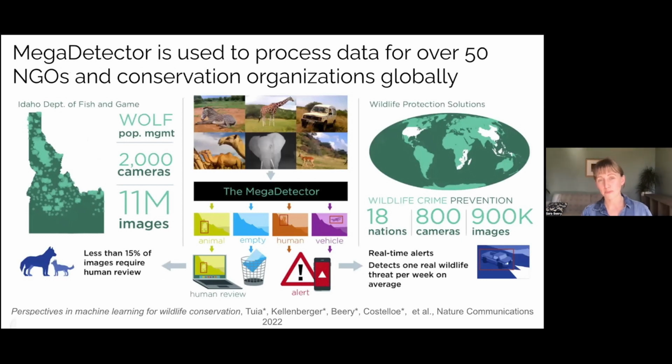Another example is Wildlife Protection Solutions, an NGO that connects camera traps to the edge. And they send images directly from the edge to the cloud and run them through our models to detect, in real time, wildlife threats from poaching or sometimes just human-wildlife conflict. And they estimate that they detect around 1 real wildlife threat per week using our models.